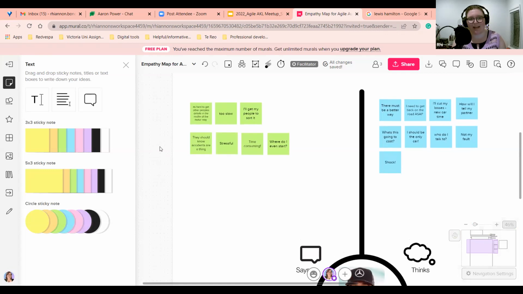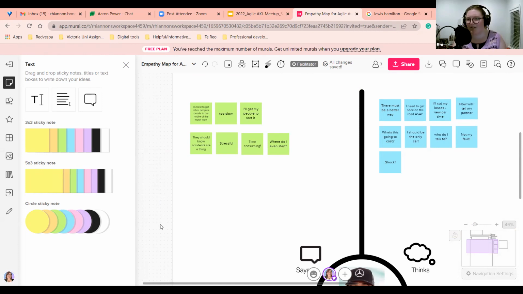Well, it's really hard to get other people's details in the middle of the motorway or the speedway. It's way too slow. He might get his people to sort it. He might find it really stressful and time-consuming. He might think, where do I even start with this? There must be a better way. He wants to get back on the road ASAP. He might cut his losses and just buy a new car.